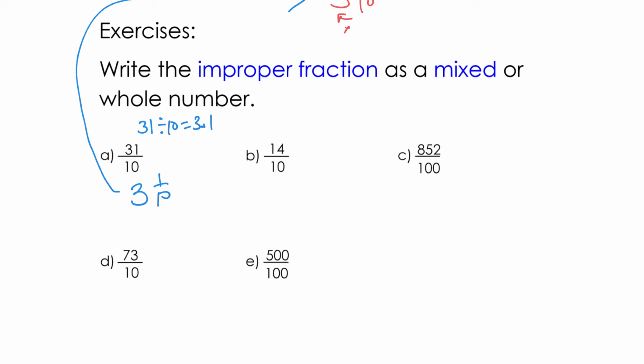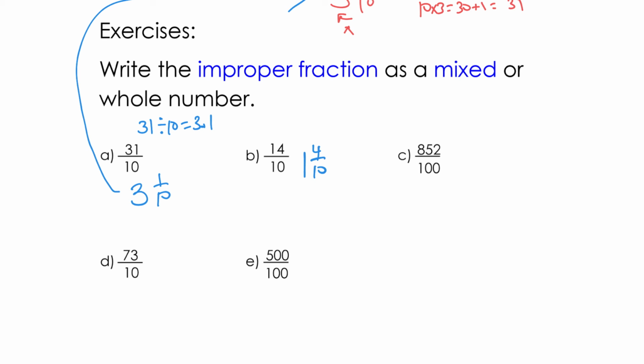These two numbers you need to multiply. 10 times 3 equals 30. And then add the answer to the top. 30 plus 1 is 31. 14, well, 10 goes into 14 one time. And that would leave you with 4 tenths left over. So if you take here, 10 times 1 is 10, plus 4 is 14.